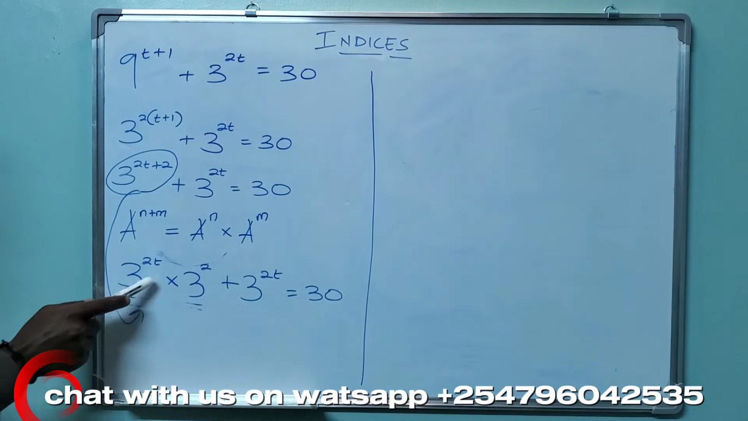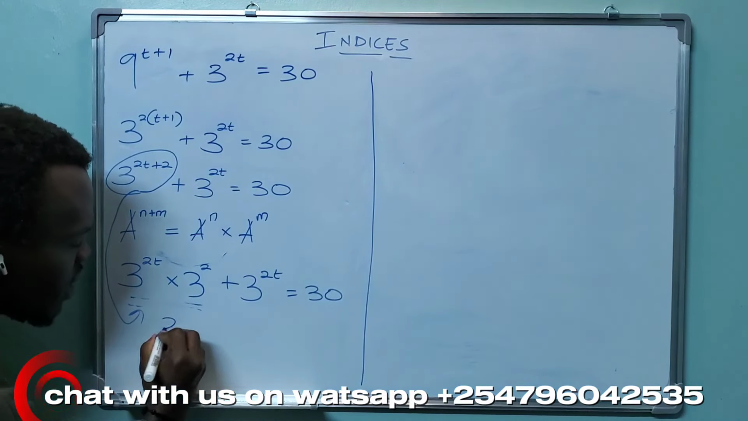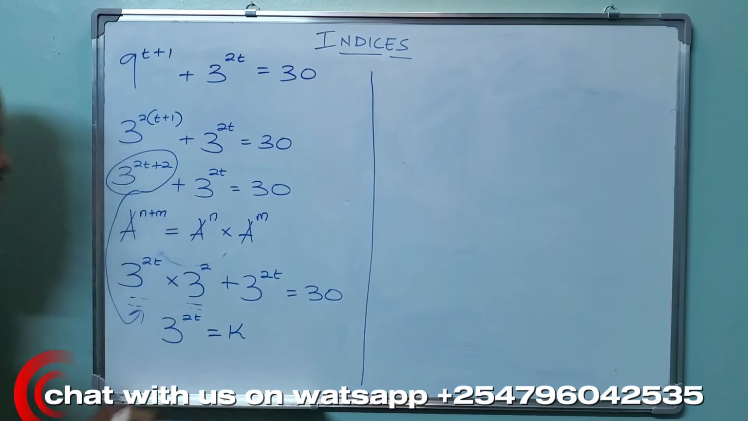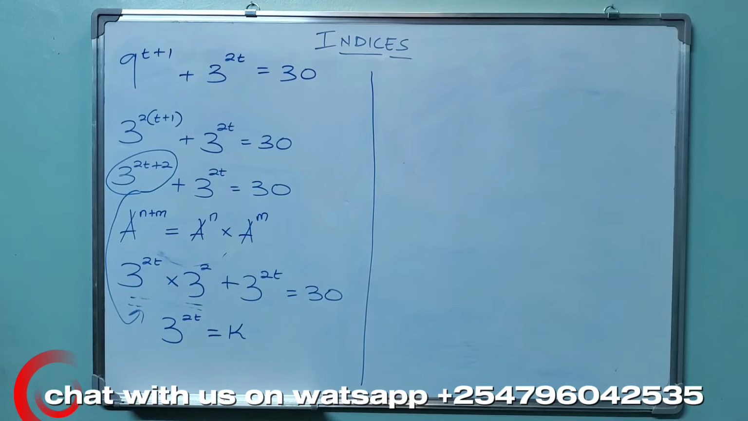I have 3 raised to power 2t and 3 raised to power 2t. Those ones are common. So you are going to assume that 3 raised to power 2t is something else, a certain algebraic expression. So let's say, for instance, in this case, I can decide and say 3 raised to power 2t, I can let it be k. So anywhere there is 3 raised to power 2t, I'm going to replace it with k.